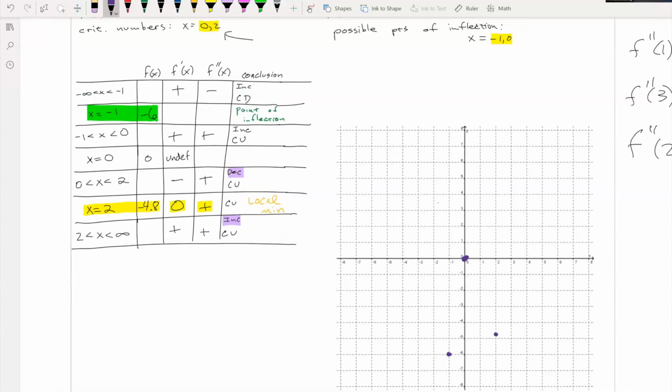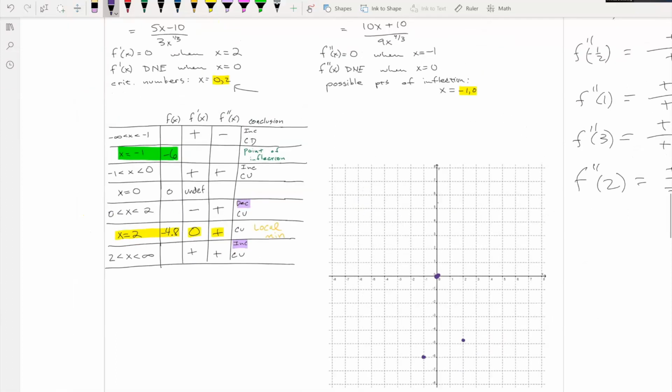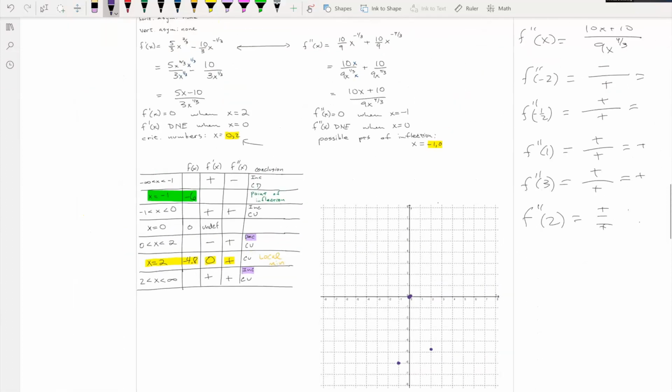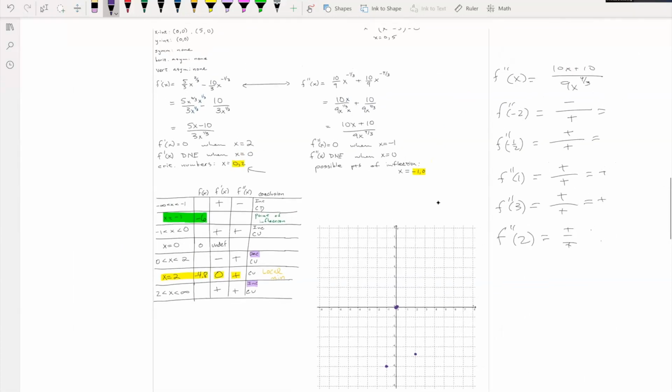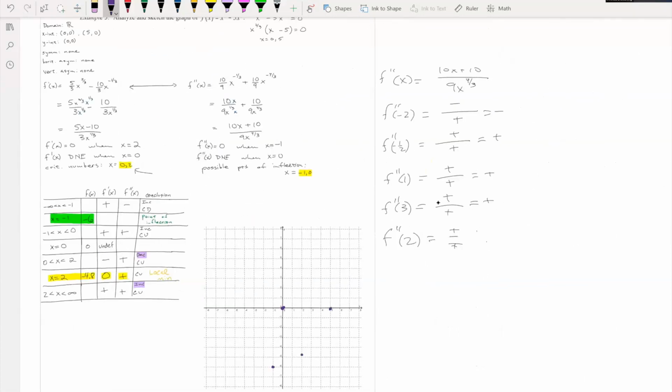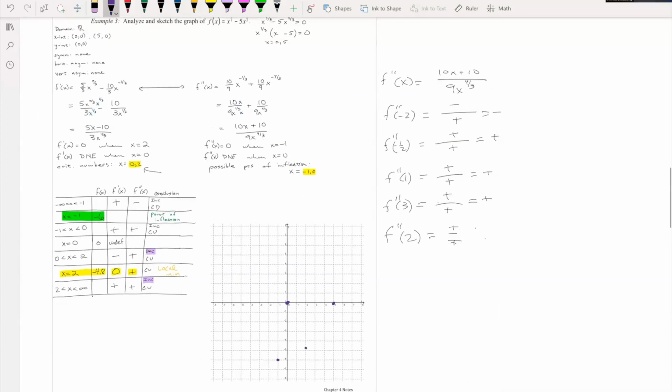What am I missing here? Oh, I also had an x-intercept, didn't I? Way up there at the top, 5, 0 is also a point on this graph. Boy, that's a funky looking graph. Hang in there, we're almost done.